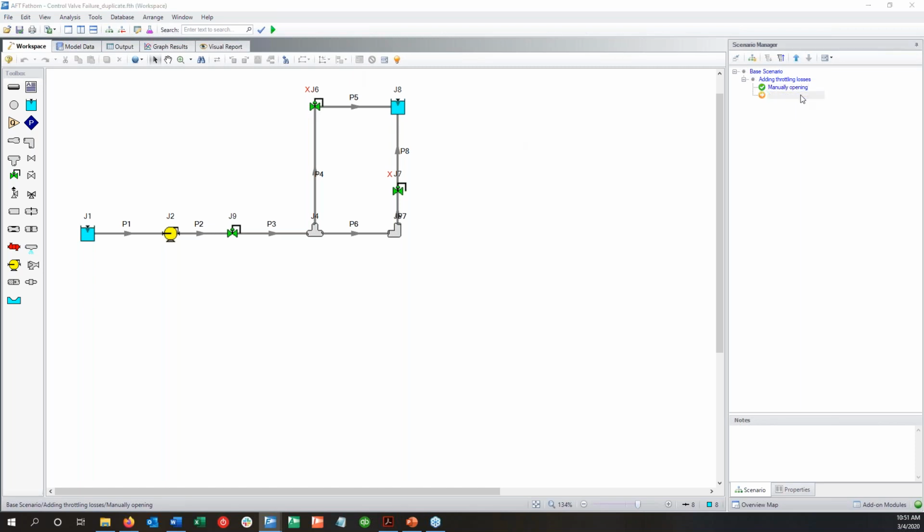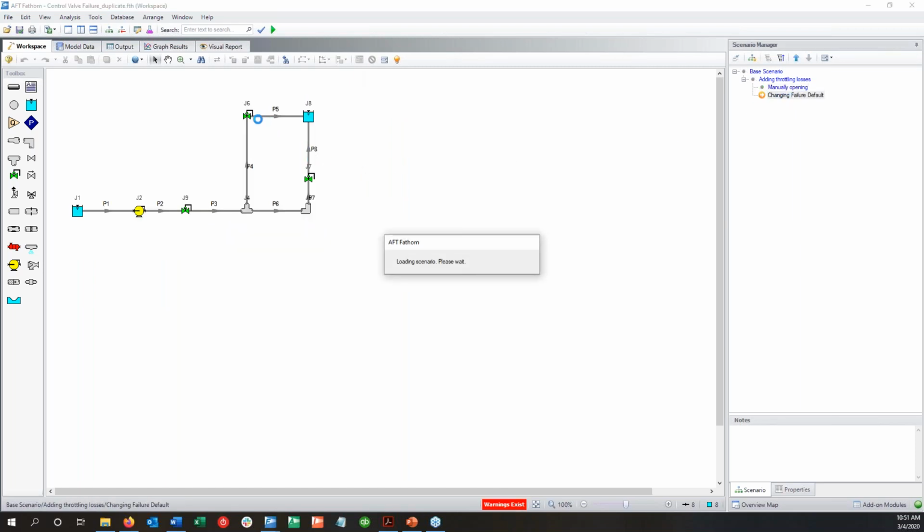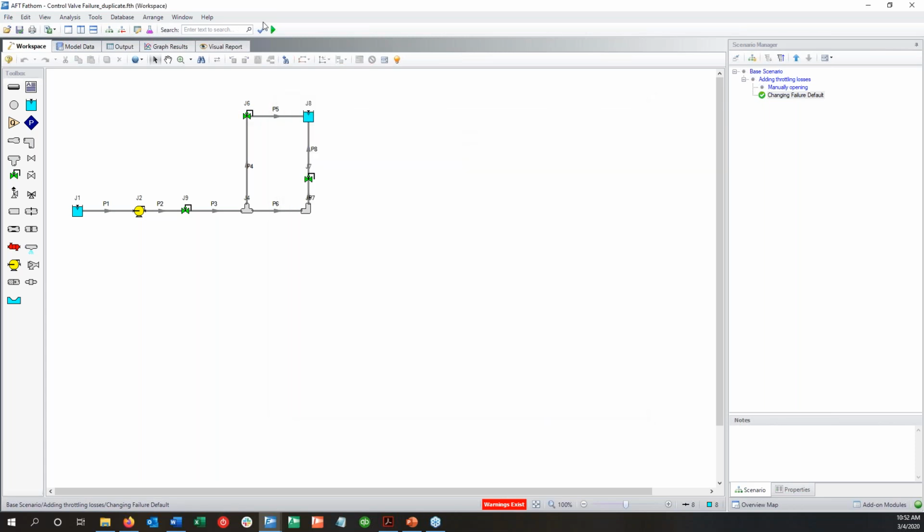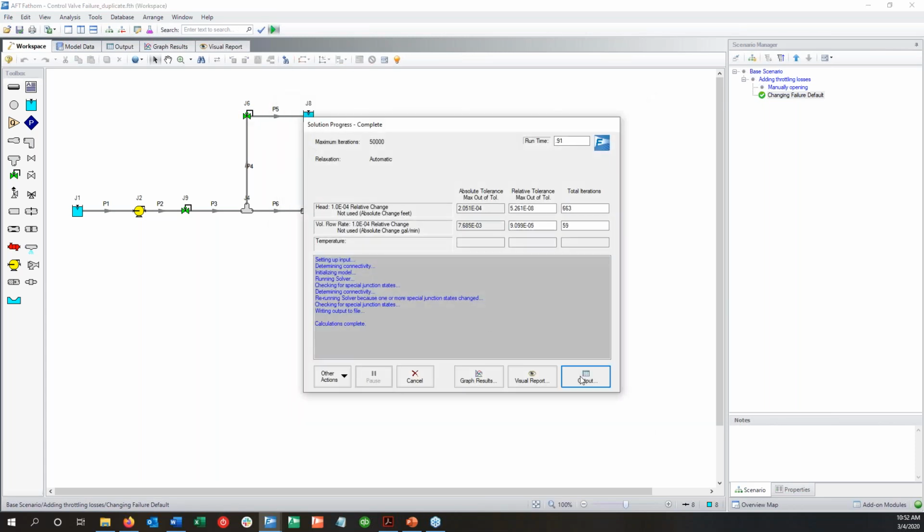One way we can remedy that is to avoid using always control. So instead of trying to add pressure to the system, it recognizes when it should fail, and then it fails accordingly. So always control, never fail. It's very useful, but it's something to be very aware of when you're looking at a system. And if that warning comes up, you should be on top of it, trying to understand it. So in this case, I've unchecked always control for both control valves. We can go ahead and run our model.